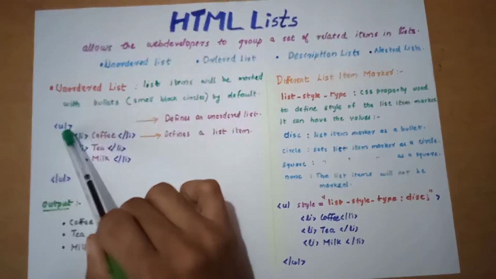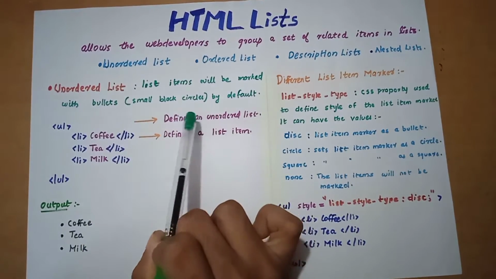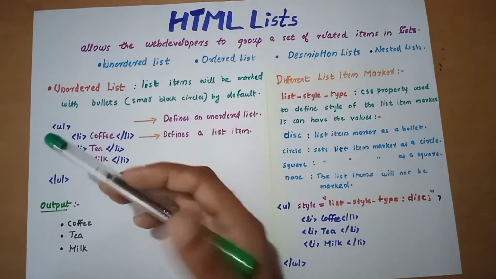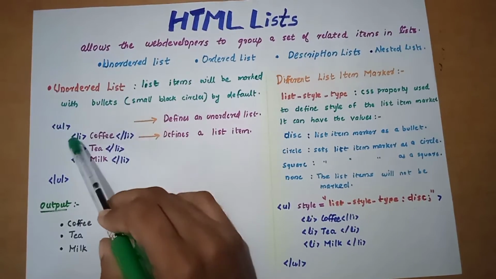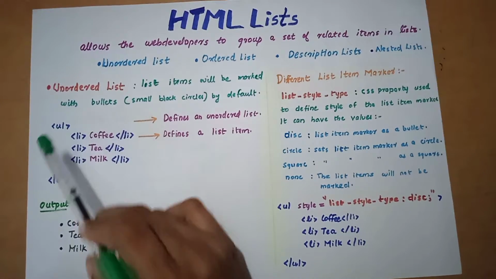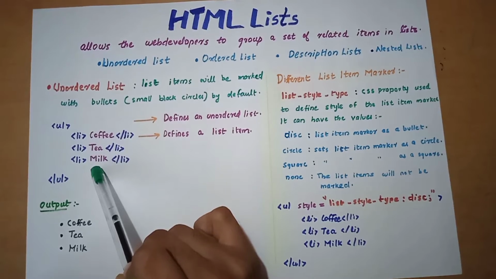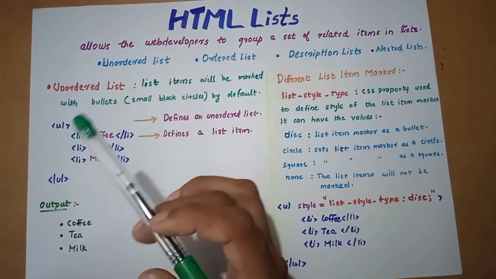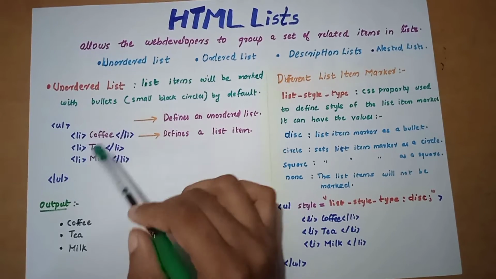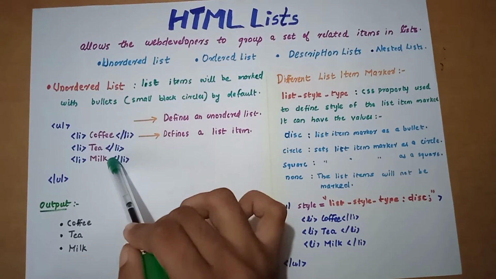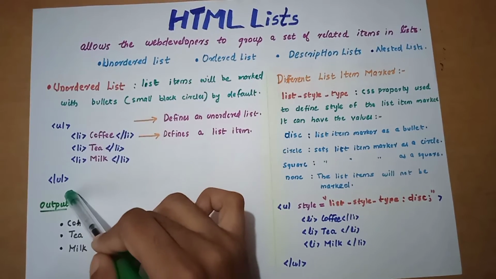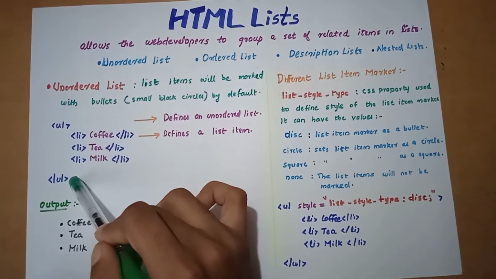UL is our tag which defines an unordered list. So in order to define an unordered list, we really need to write this UL tag. Once we open it, we have to add our list items. Here I'm going to list some of the common drinks that we normally use. They are coffee, tea, milk, etc. So I have these three list items, and since I listed everything, I closed my UL tag here. That means the unordered list ends here.